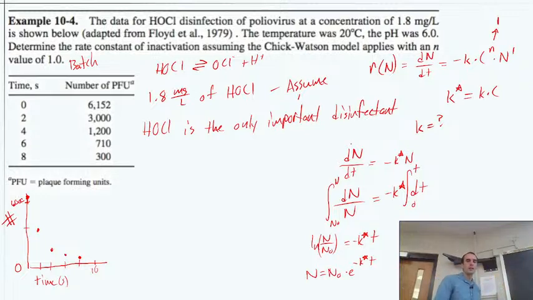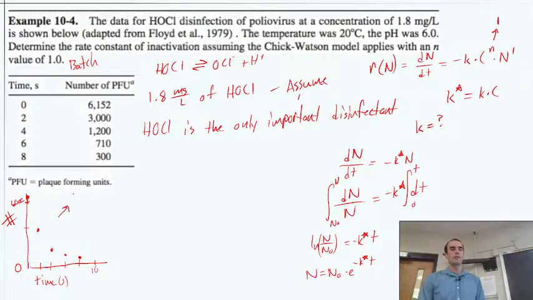We can integrate dn over n equals minus k star dt. And we can reach the ln of n over n naught equals minus k star times time. We could take that further and get it to be n equals n naught times e to the minus k star t. And that's actually probably the best description of what we're looking at right here.